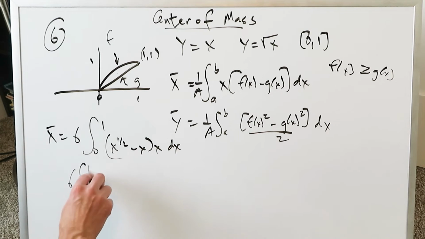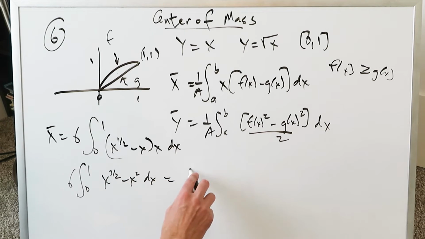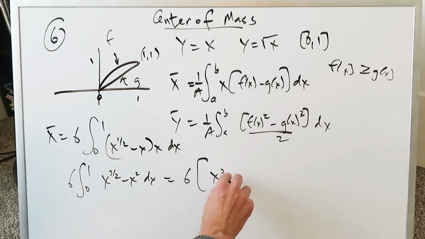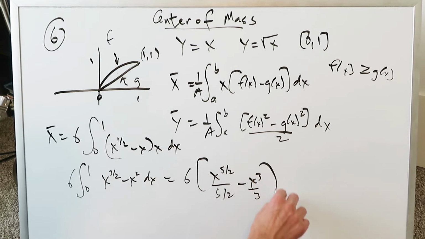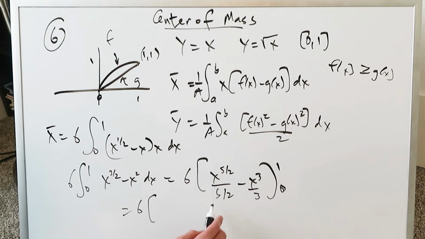You'll have 6, from 0 to 1, x to the 3 over 2 minus x squared dx. When you integrate this, you have 6 times x to the 5 over 2 over 5 over 2 minus x cubed over 3, from 1 and 0. Because of the limits 1 and 0, it's not a stretch of imagination. You're really looking at 2 over 5 minus 1 over 3.